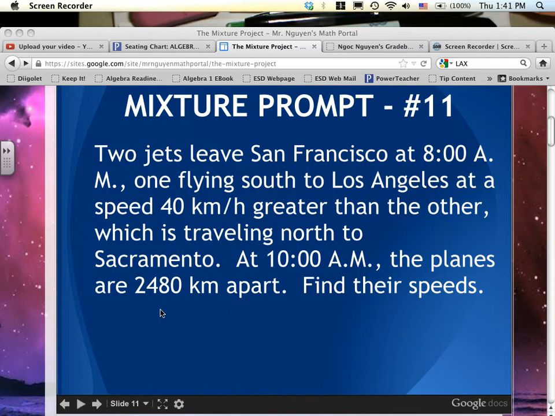Which object is traveling faster? The one going south. The one going south? North. Wait, which way? Good question. You know where Sacramento is? Is it up or down? That's north. And down is south.